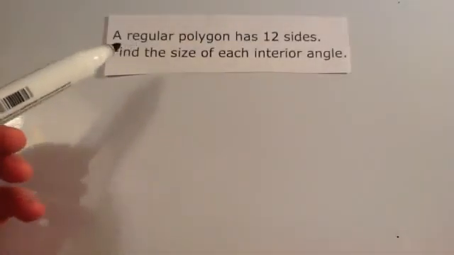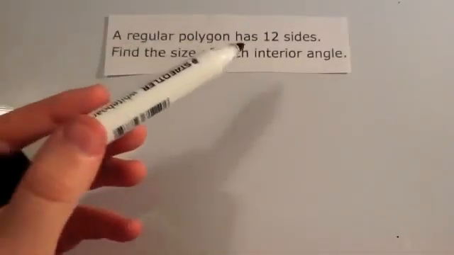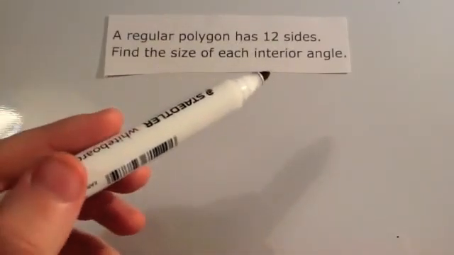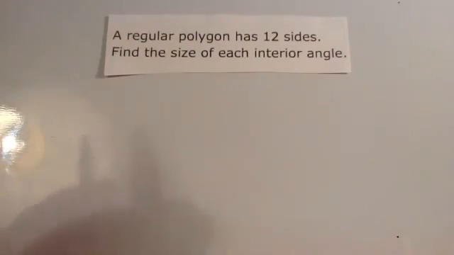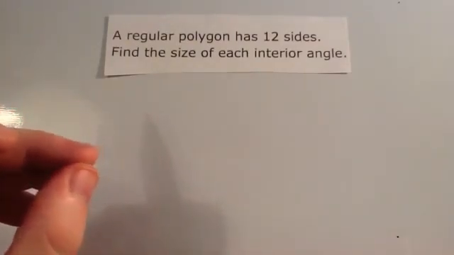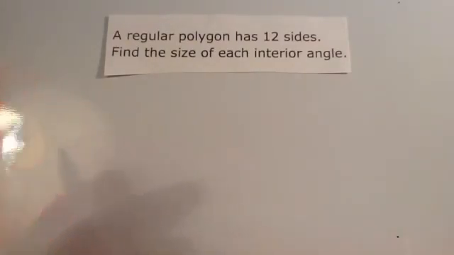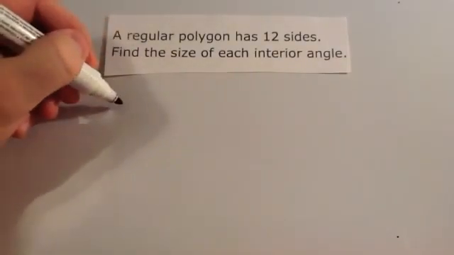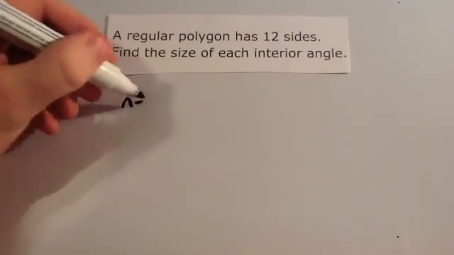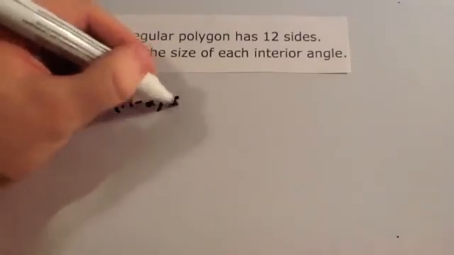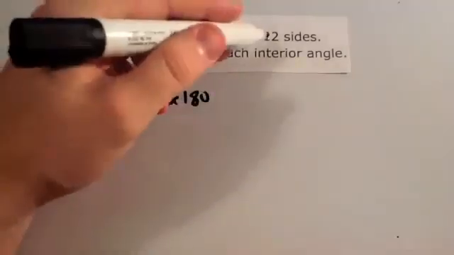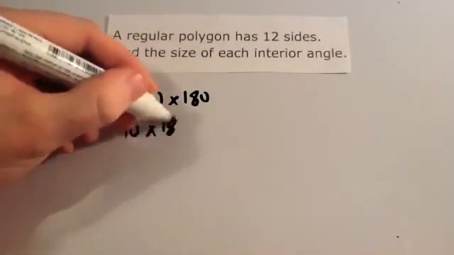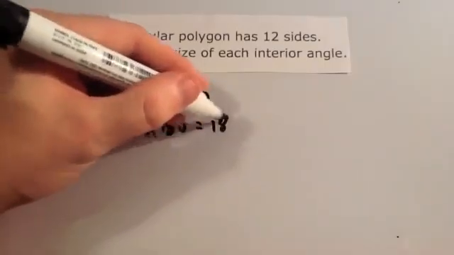Okay, here's another question. It says a regular polygon has 12 sides. Find the size of each interior angle. So in other words, it wants to know what each one of the angles is. So let's find out what they all add up together to give, what the sum of the angles is. So (n take away 2) times 180. So there's 12 sides, so you do 12 take away 2 is 10, times 180, which equals 1,800.